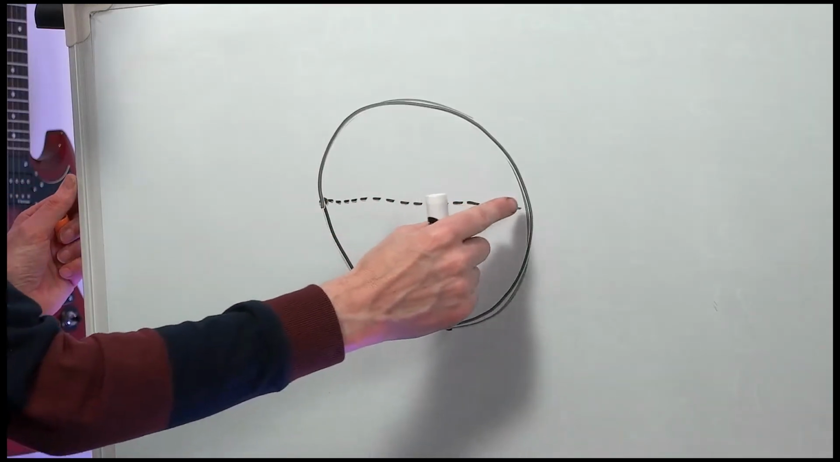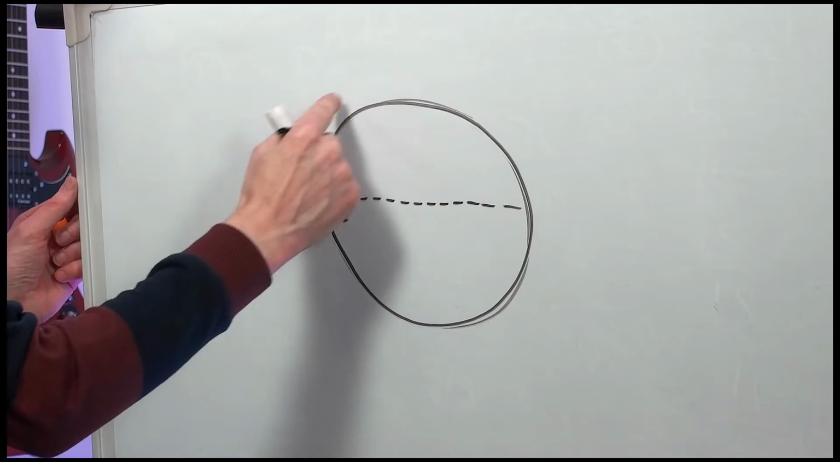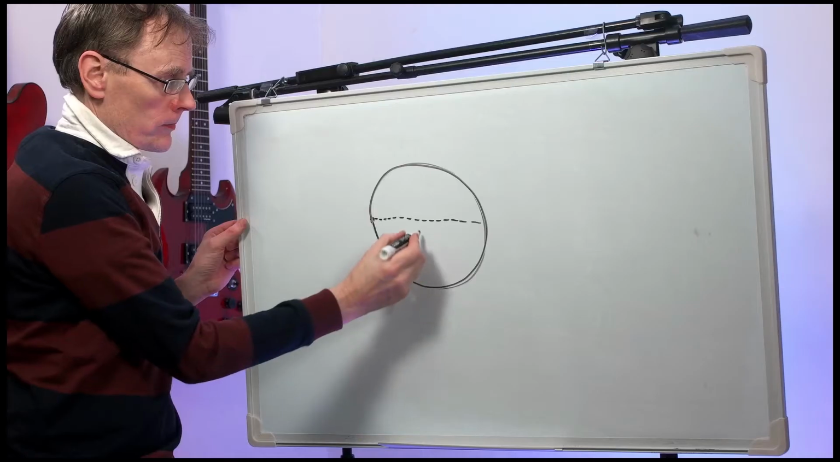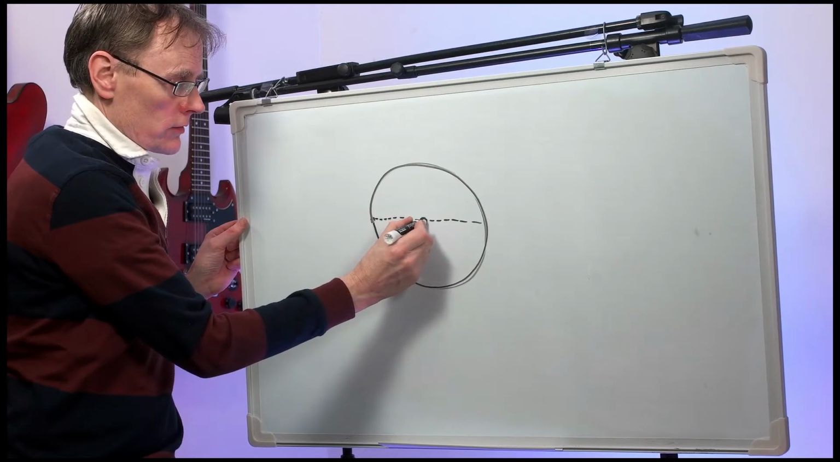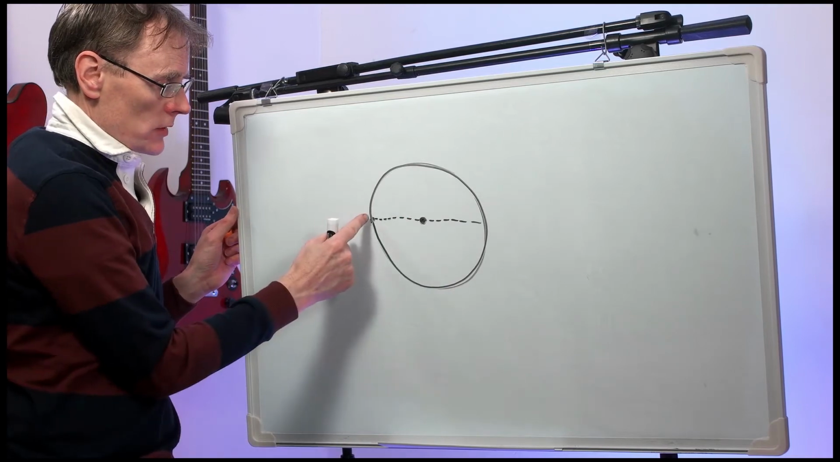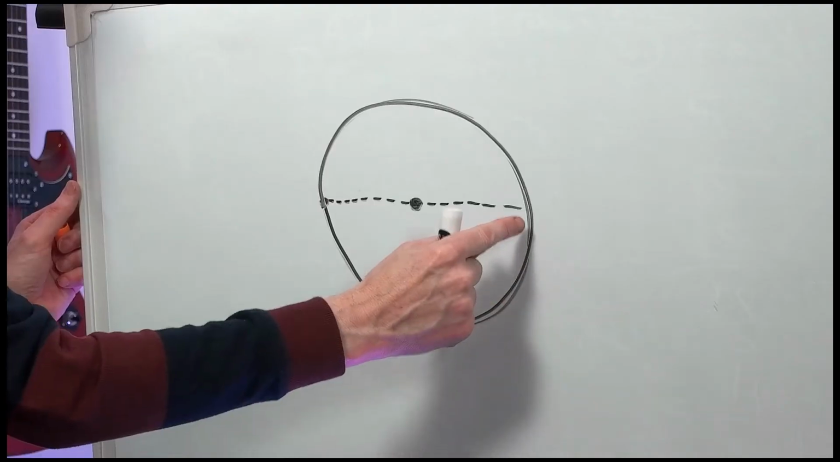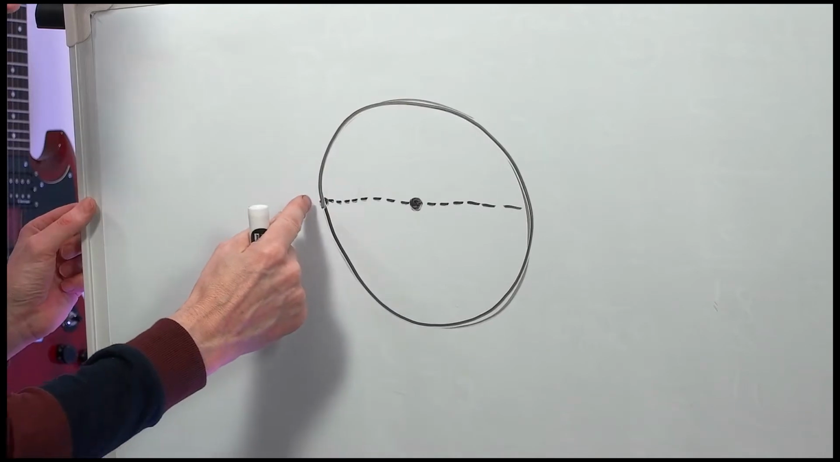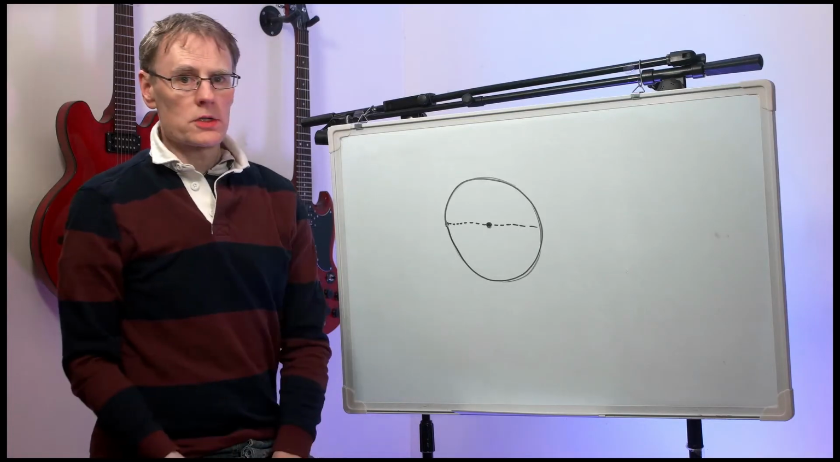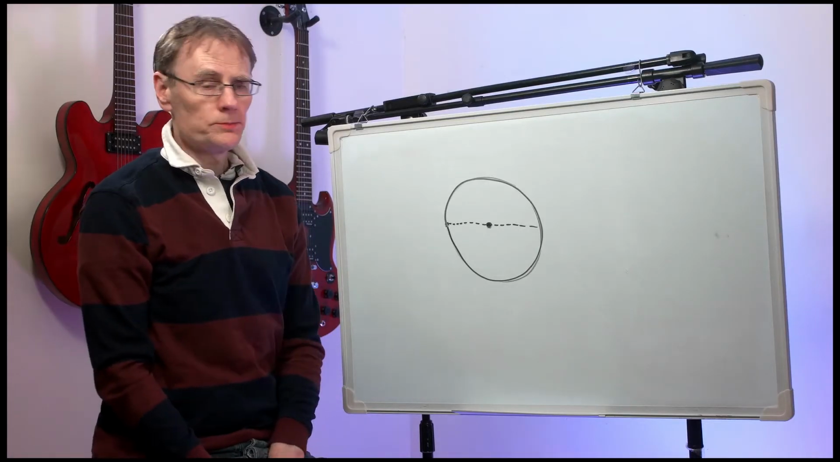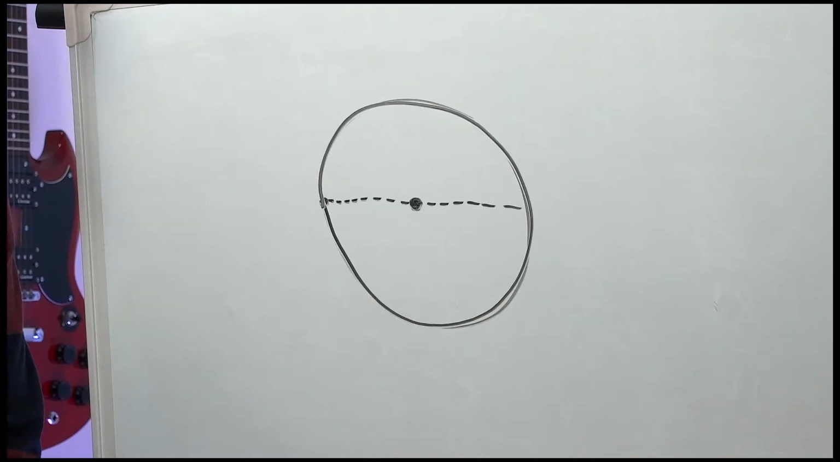How many times greater is the circumference of the circle than the diameter? The diameter goes right through the middle there. How many times longer is this length going around the edge, the circumference, than the diameter across the middle? What do you think? Twice as long? 3 or 4 times as long?